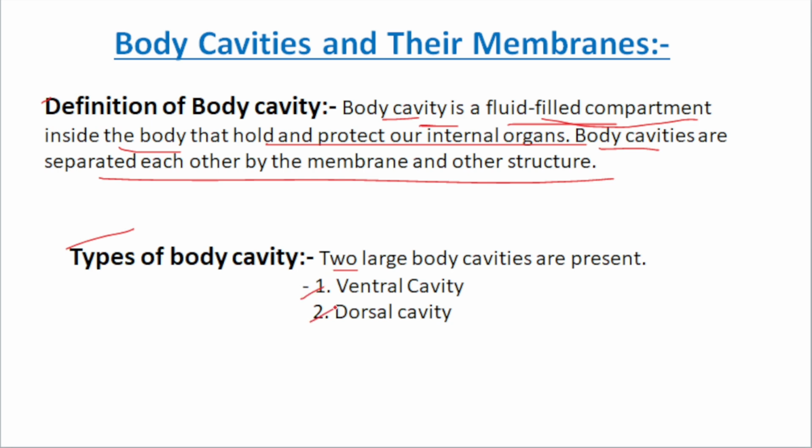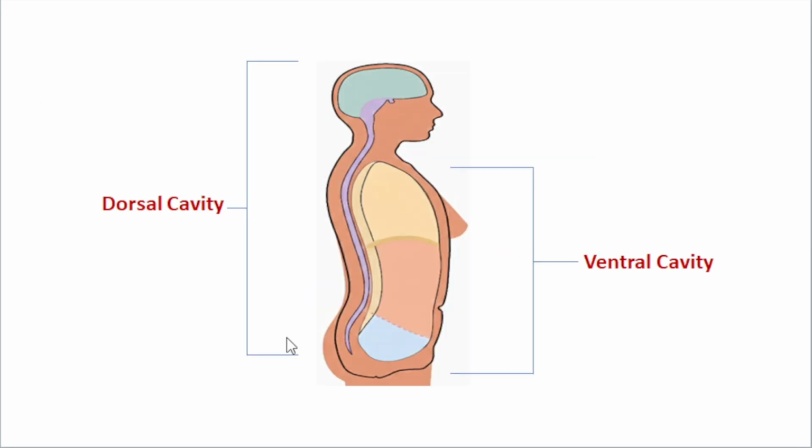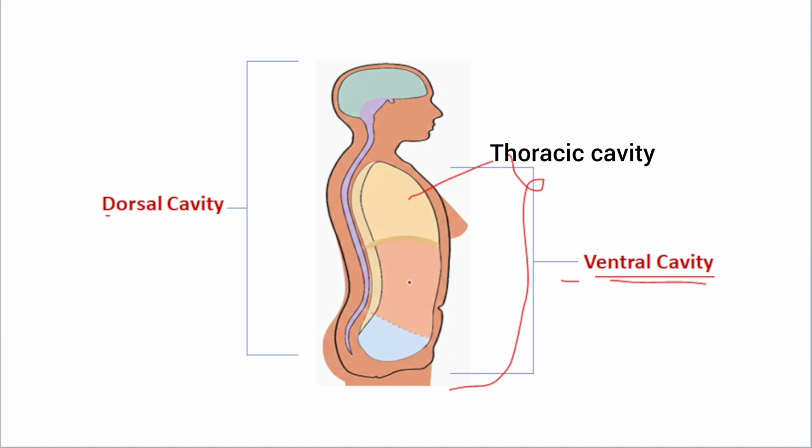First of all, the ventral cavity, and second, the dorsal cavity. See this figure, dorsal cavity and ventral cavity. In anatomy, ventral means the front part of the body, so the cavity present in the front part of the body is called the ventral cavity. The ventral cavity is made up of three cavities. The upper part is the thoracic cavity, the middle part is the abdominal cavity, and the lower part is called the pelvic cavity.